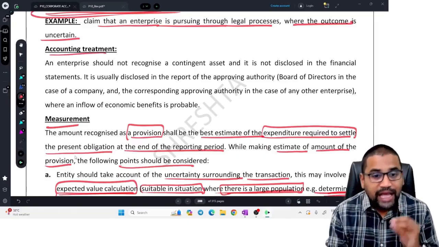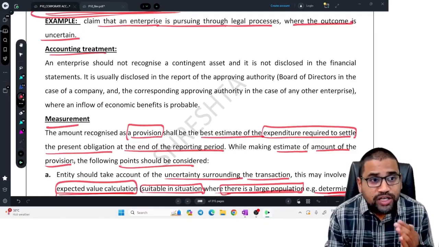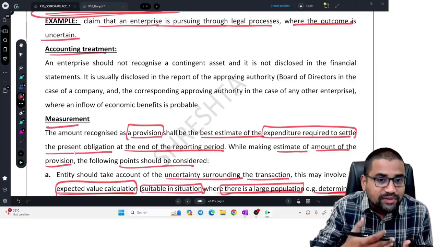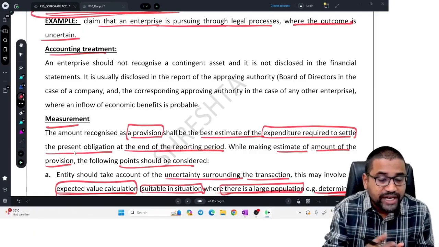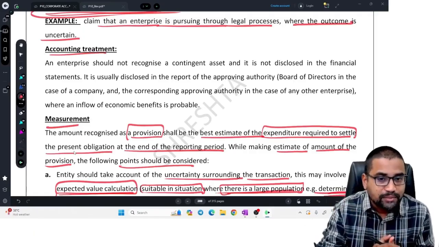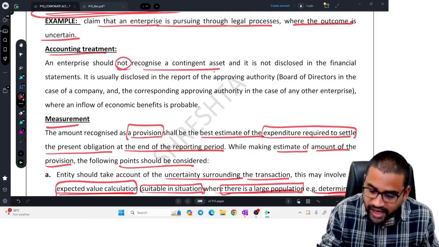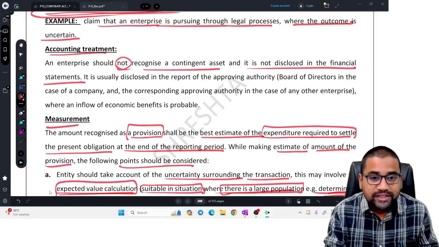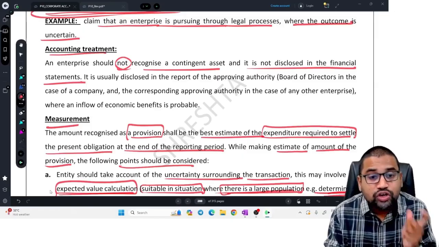See, like a contingent liability, a contingent asset is also not recognized in the books. Even a contingent liability at least will be disclosed as part of notes to accounts, which means it is part of the financial statements, though it is not directly recognized in the balance sheet. But a contingent asset should not be recognized, and it is not disclosed in the financial statements. That means it is not part of the notes to accounts also.